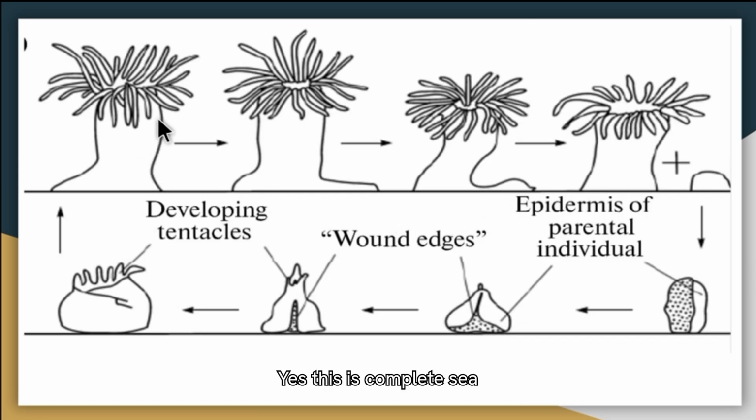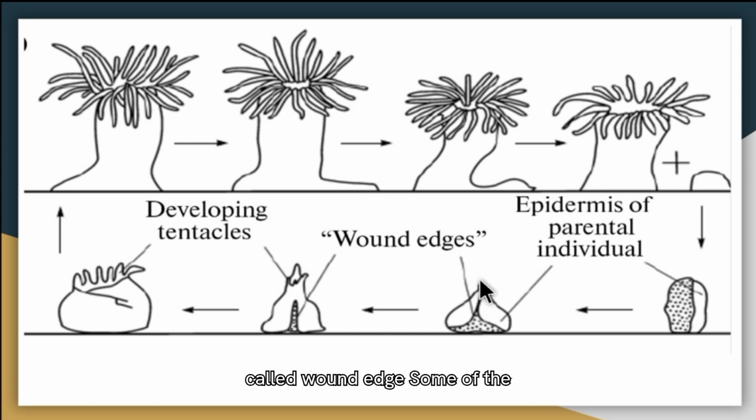Yes, this is a complete sea anemone. Here, some of the parts protrude outside. Again, this part becomes like this. The other part, this one, becomes like this. The epidermis of the parental individual, only the epidermal part, is becoming. This is a small piece. This region is called the wound edge.